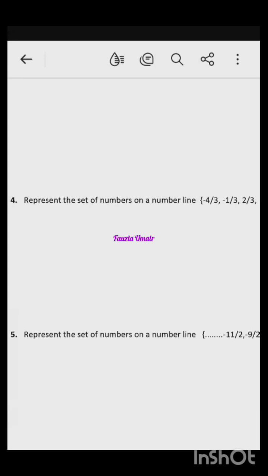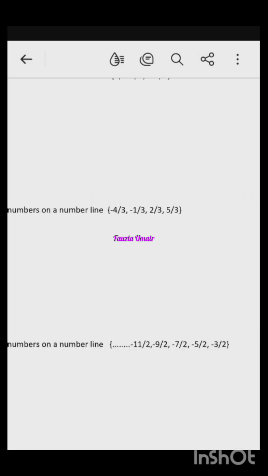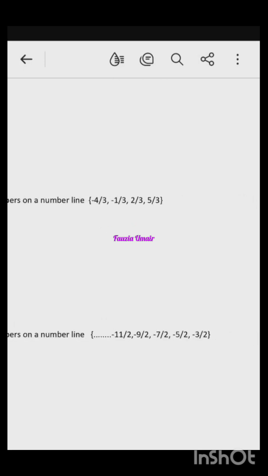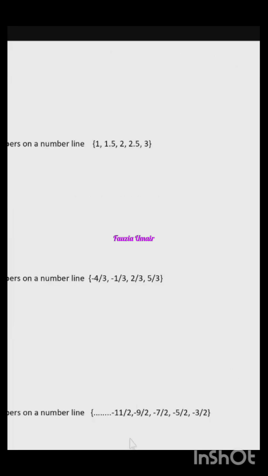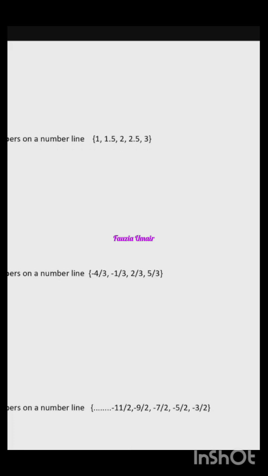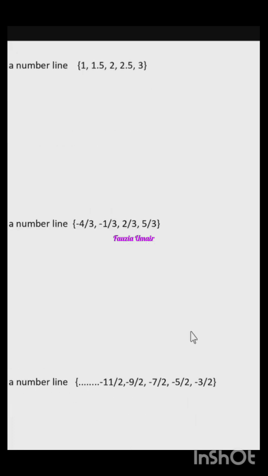So question number 5 is represent the set of numbers on a number line. So the set is given to you and we need to represent this set on the number line. So first of all, we will convert them into mixed numbers so that we have an idea what these numbers are. Because there are two divisors with each number, we will divide the space between the two numbers into two equal parts. Okay, so let's convert these numbers.